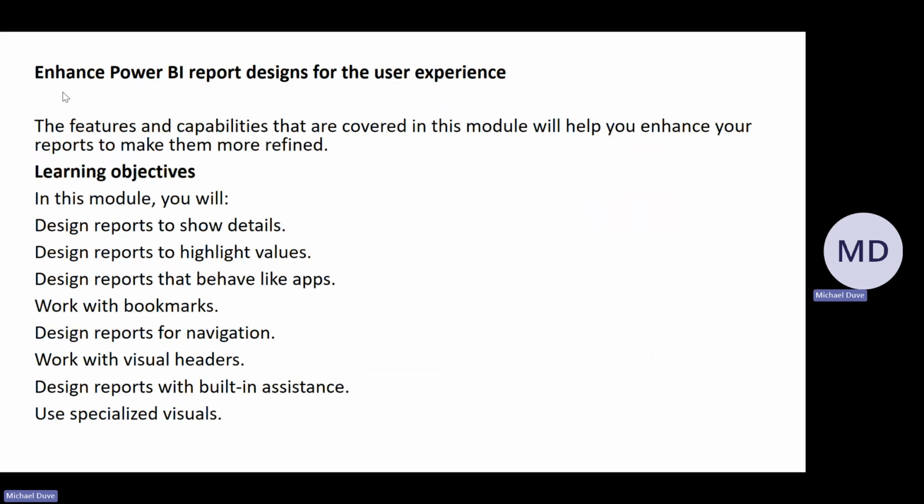So here's a detailed theoretical explanation of the mentioned objectives. That is, in this module, you design reports to show details, right? So design reports to show details, that is, use drill down functionality, right? To allow users to explore detailed data behind summary visuals. Then also use tooltips to provide additional context and details when users hover over data points.